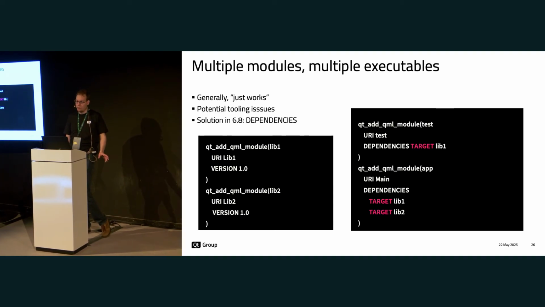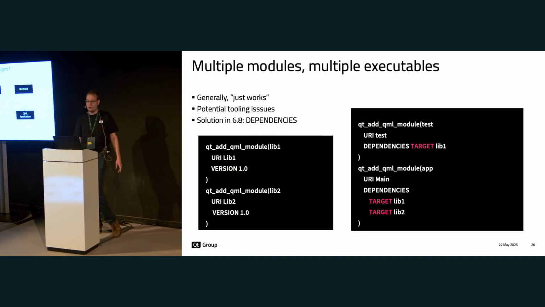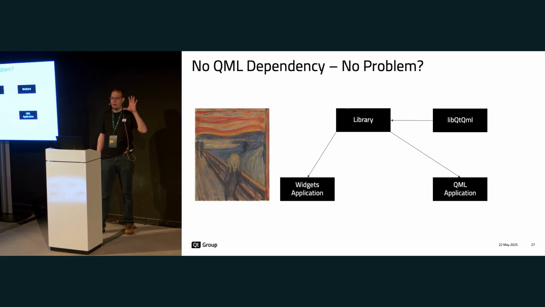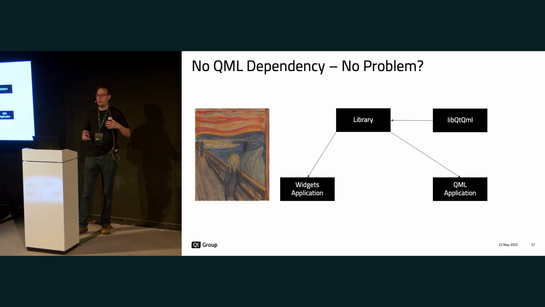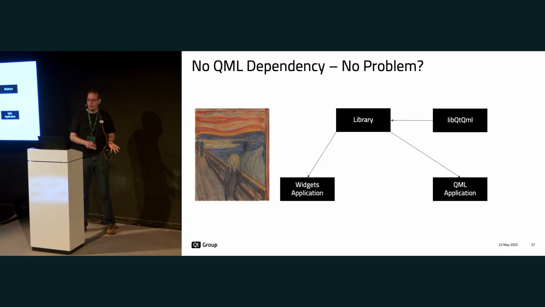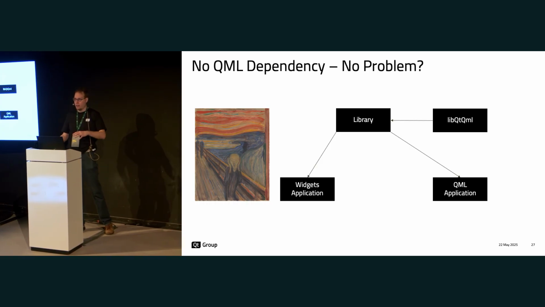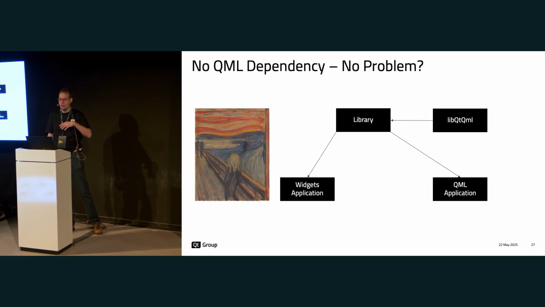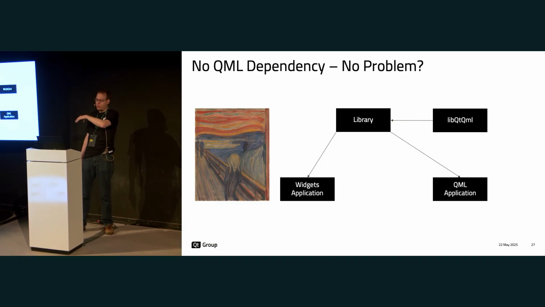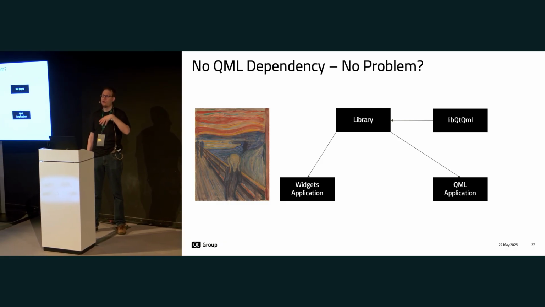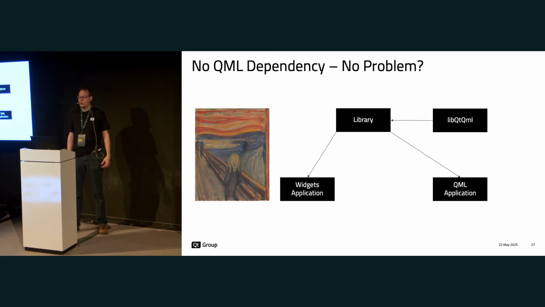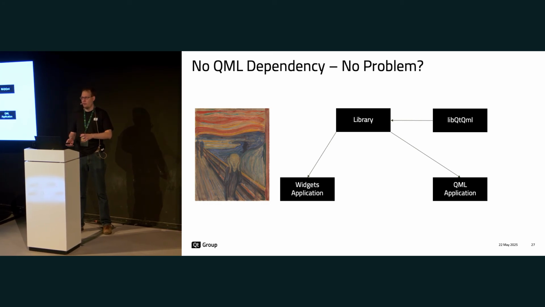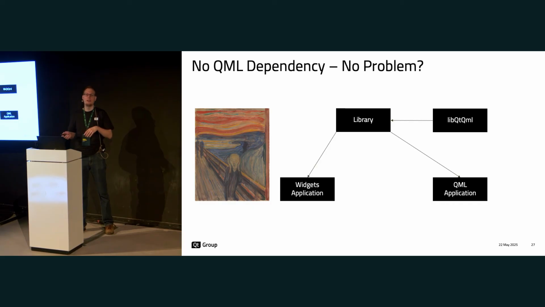Next, another use case. Also for larger projects, you might have a library, and you might want to support multiple applications, like widgets applications, and QML applications, quick applications. In the diagram, our library is using libQML because we need the type registration and so on. And for the QML application, everything is fine. I mean, there we need libQML anyway.